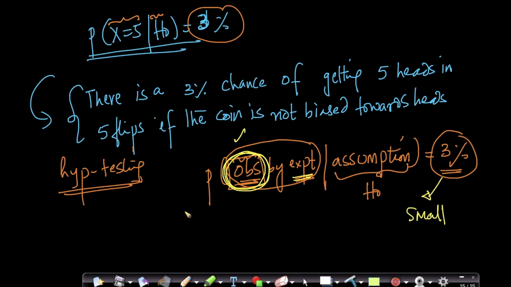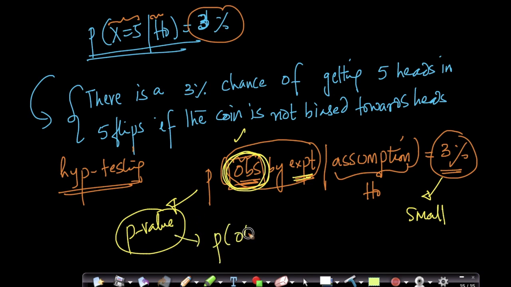Typically what we do here, this probability value is called the p-value in hypothesis testing. If you want to think about it from an English perspective, it's basically the probability of making the observation that we already made, given the assumption. What is our assumption? Our assumption is nothing but the null hypothesis, right? Now this value is very small. This is called the p-value.